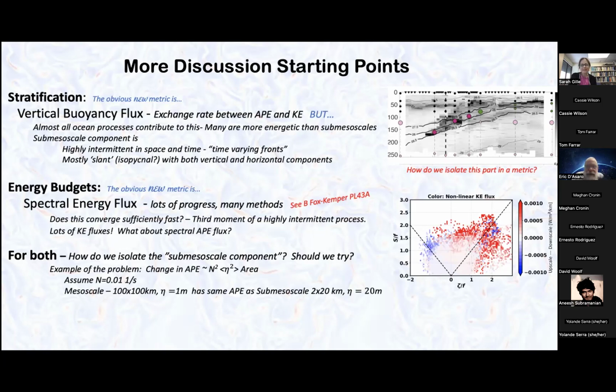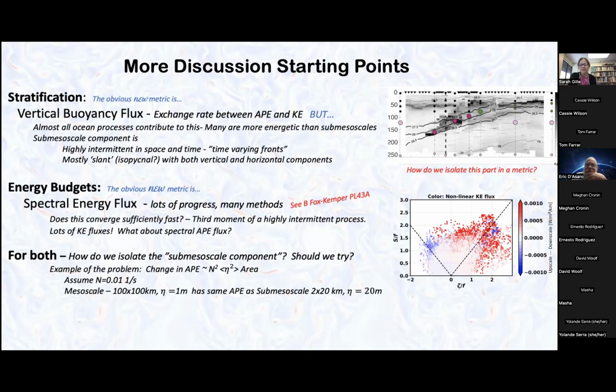Well, comments on this? Too nerdy. You emphasized, I have a question here. Yeah. You emphasized distinguishing the submesoscale from everything else. Right. If everything else is more energetic than the submesoscale, do you have to distinguish them?